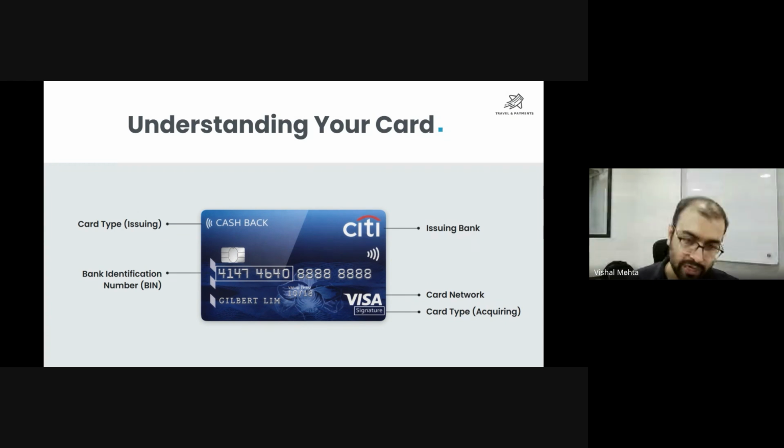Which bank has it been issued by? Is it a signature card, which you see on the card type acquiring? Is it a platinum card? Is it a corporate card? Is it a prepaid card? Is it a virtual card? All these values you will be able to understand just by looking at the BIN.